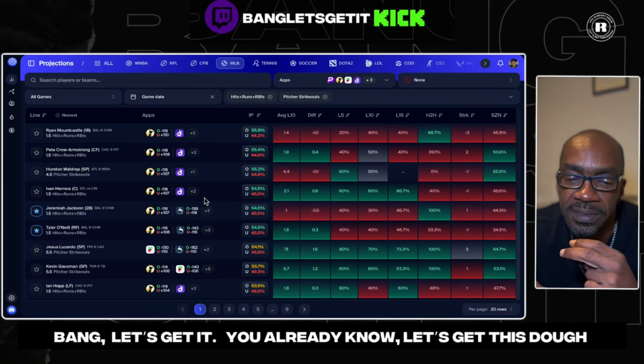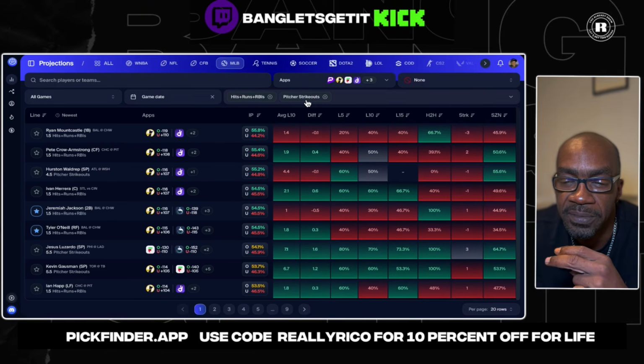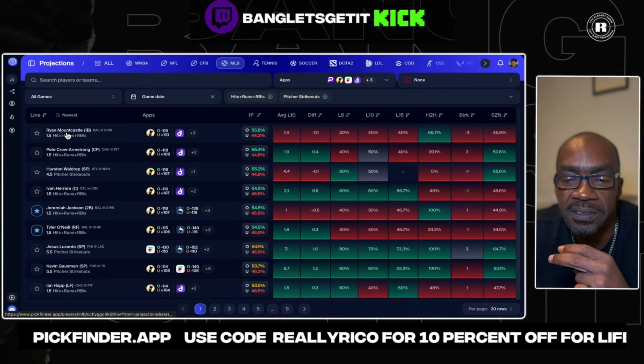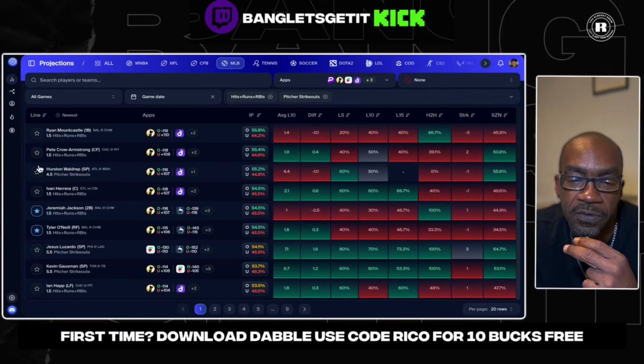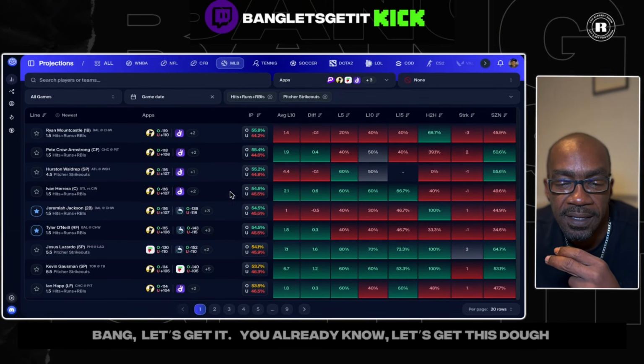lines on multiple books. And as you can still see with just those 2 selected, hits, runs and RBIs and pitcher strikeouts, you can see I got 6 plays, 2, 4, 6 plays that are decent, that I would play in 2s, 3s, 4s, or 6-pick entries or whatever. You know what I'm saying?